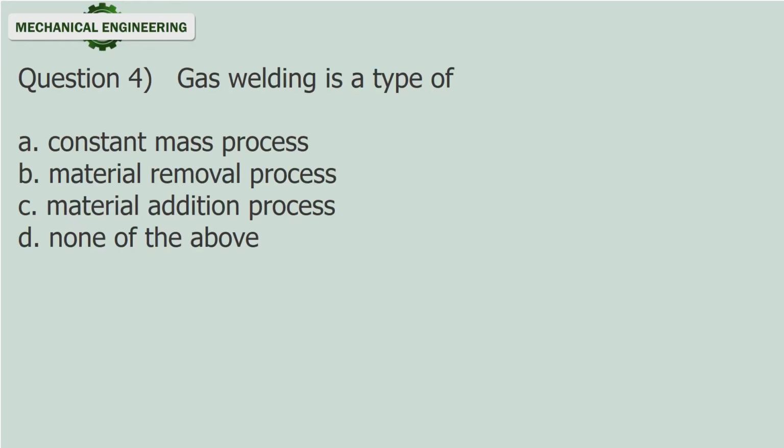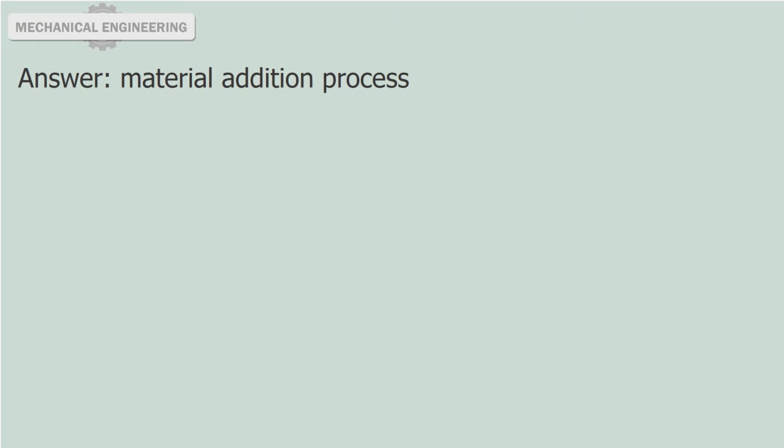Question 4. Gas welding is a type of A. Constant mass process. B. Material removal process. C. Material addition process. D. None of the above. Answer: material addition process.